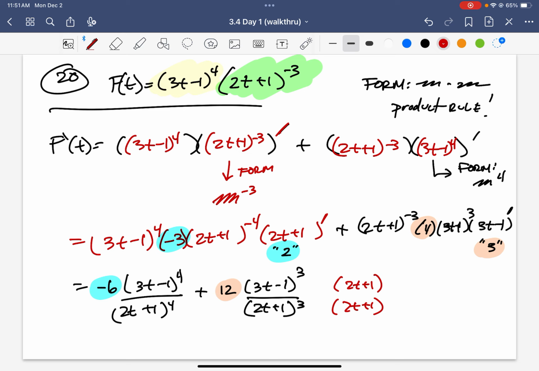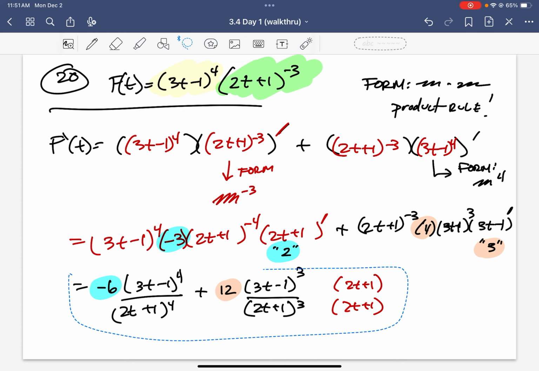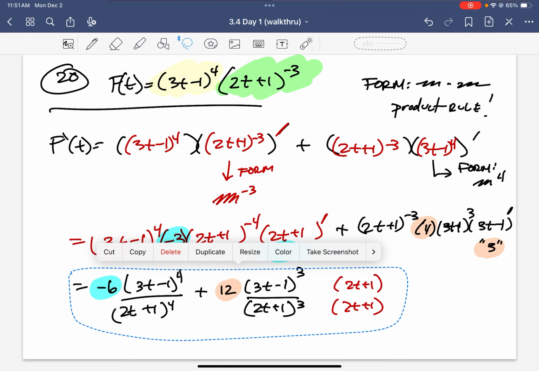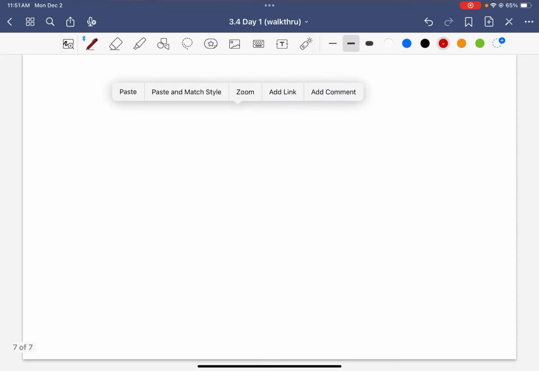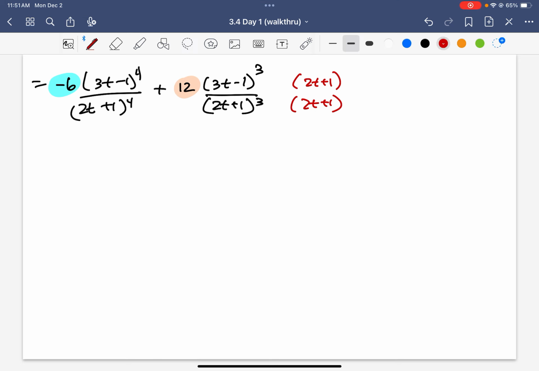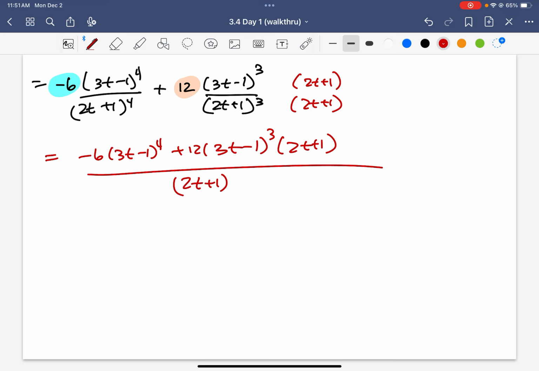And you could go from there. So let me go ahead and do that just for giggles. So copy. So again, if it said that you did not need to simplify, you could stop here. But if you wanted to go on, just to practice your algebra, this would end up being -6(3t - 1)^4 + 12(3t - 1)^3(2t + 1) all over (2t + 1)^4.